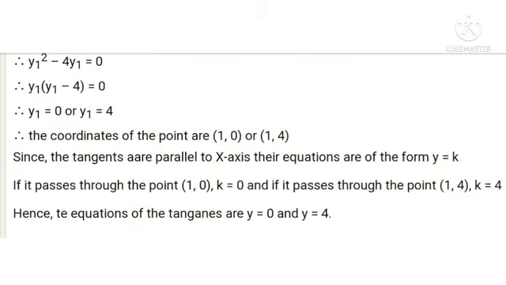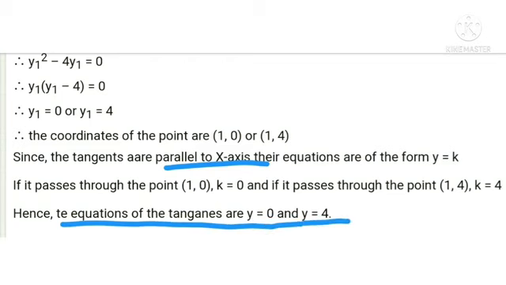So we have to find the tangents parallel to x-axis. So the equation of tangent parallel to x-axis: if a line is parallel to x-axis, in which form is its equation? y is equal to something. Okay, so we write here the equations of tangents are y is equal to 0 and y is equal to 4.